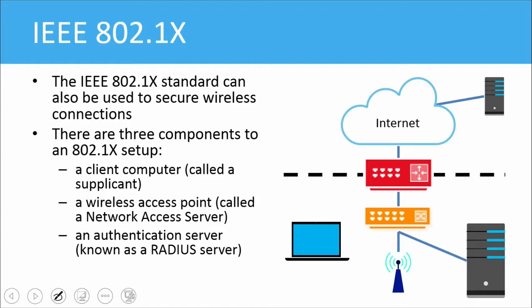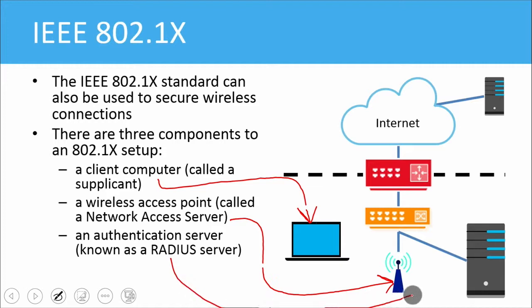Lastly here, we're going to talk about 802.1x. It's a standard that's used to secure wireless communications. There are just three basic components within this type of setup, all right? You'll be able to see all these components over here on the right-hand side in this graphic. First, you have a client computer called a supplicant. Then you have a wireless access point, which is called a network access server. And then you have a RADIUS server, which is going to be responsible for authentication.